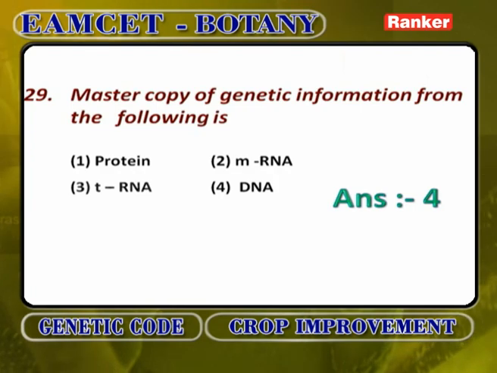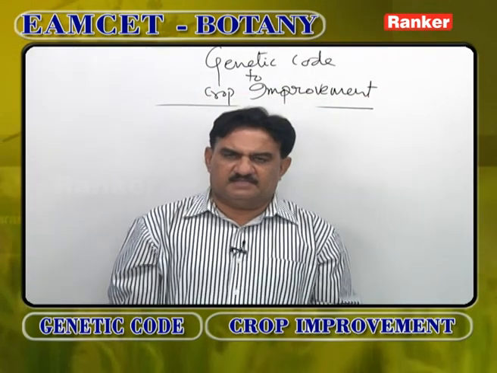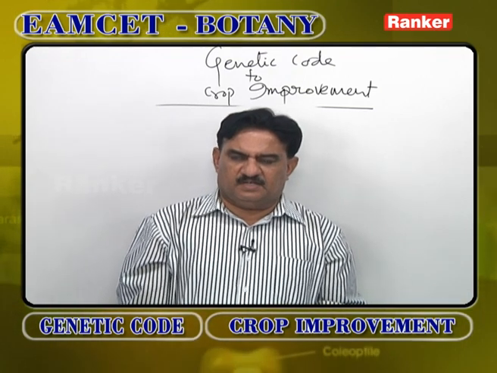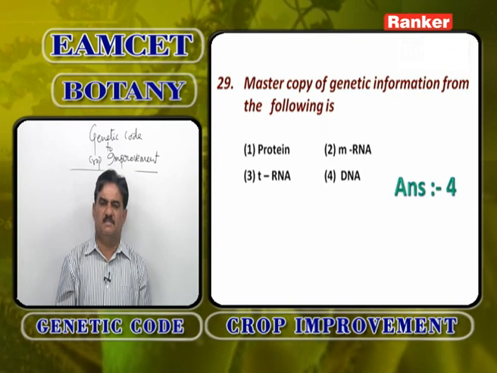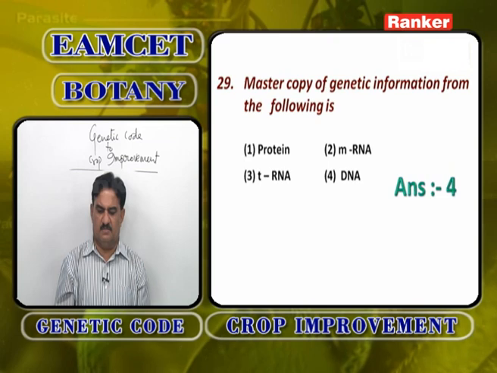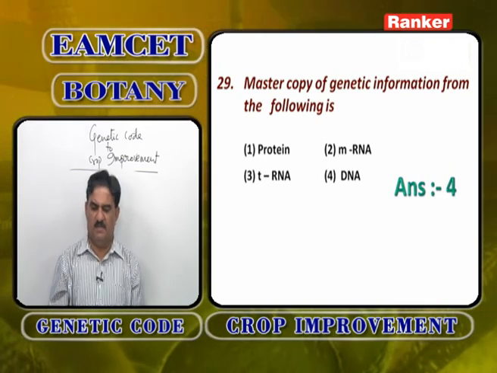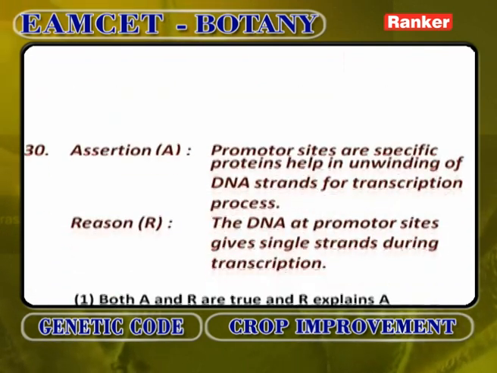Master copy of genetic information in the following is not protein, it is not messenger RNA, it is not transfer RNA, it is DNA. Because from there only any information is transferred to messenger RNA. Then after that, messenger RNA forms codons, codons code for amino acid and protein synthesis occurs. So master copy of genetic information from the following is DNA, fourth option.